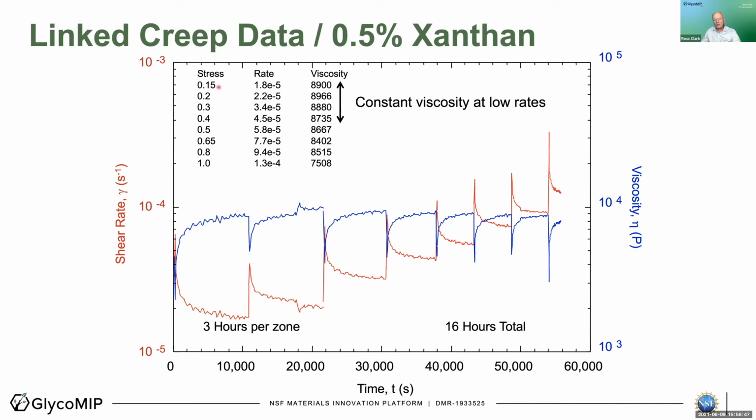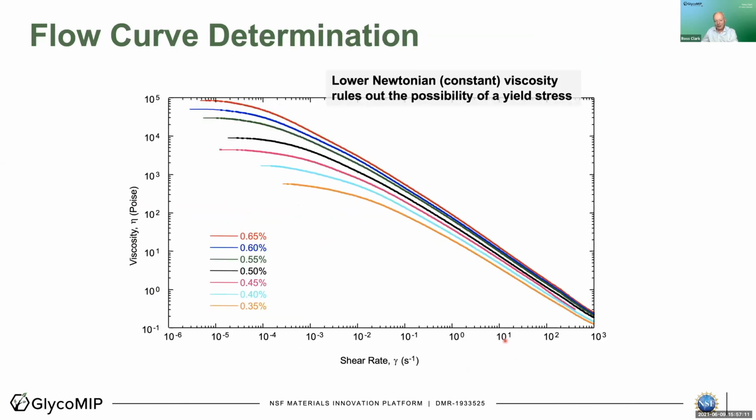At this stress, we got this rate and we got this viscosity. And we see that at very low rates, we're getting these constant viscosities in these creep tests. So you do a whole bunch of those. This one went on for 16 hours. So to get all this data took 16 hours. To be a rheologist, sometimes you need to be very patient and wait for your sample to do its thing.